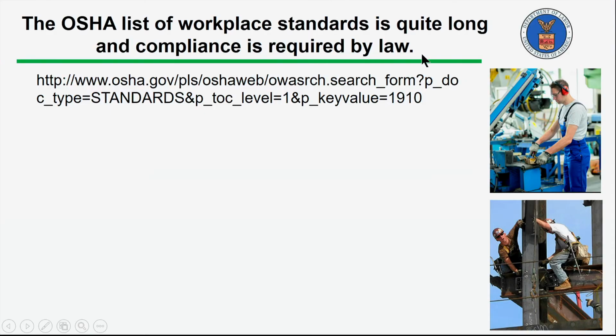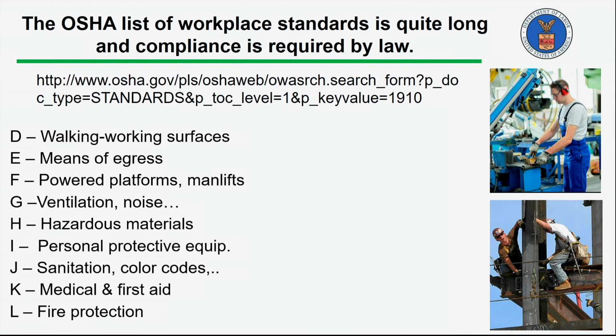OSHA. OSHA is the Occupational Safety and Health Administration. They're an organization that's active in the United States. It's a U.S. government function. They're responsible for enforcing safety and health laws. Other countries have similar organizations. OSHA has a list of workplace standards, and in contrast with some of these other documents, these are legal requirements with which companies, organizations, and individuals must comply. Here's an example of some of the sections in that document.